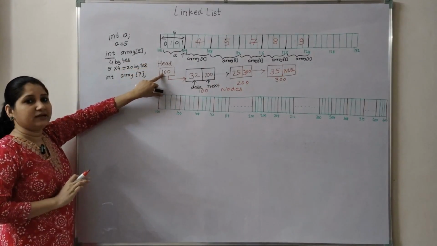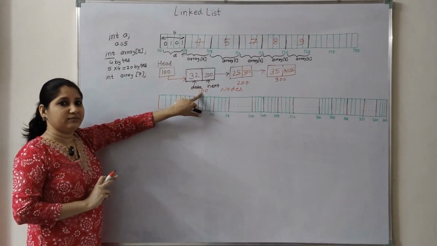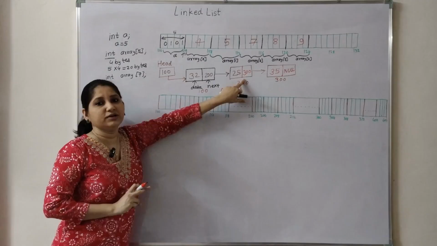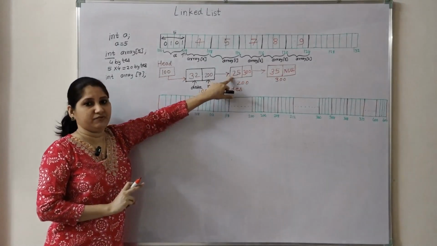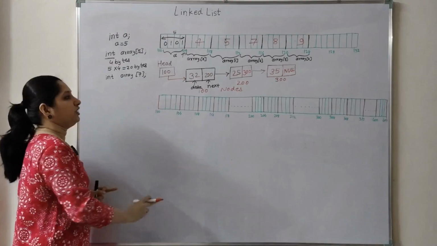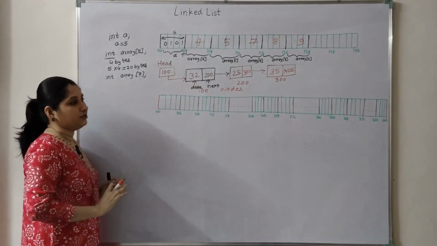So the head pointer will tell us that our first node is stored at memory location 100. In that memory location 100, the next pointer is 200. Then you will be redirected to the memory location 200, and the data item there is 25. So this is the difference between an array and a linked list. Now our first node is stored at memory location 100.